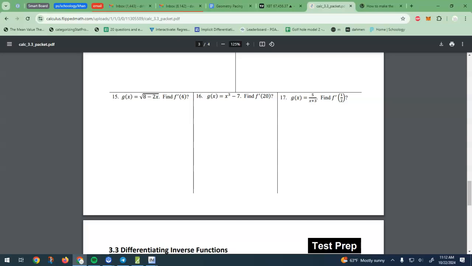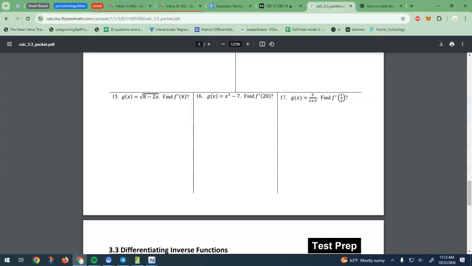So then if I keep going, that's 1 over g prime of, well, I just found that. G inverse of 20 is 3. So it's 1 over whatever g prime of 3 is. And they didn't tell me g prime, but they gave me enough for me to find it. So g prime is 3x squared. And then I just plug the 3 into the 3x squared. So 3 squared is 9 times 3, so 27. Is it 1 over 27?